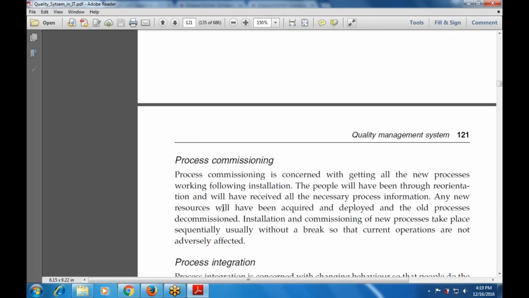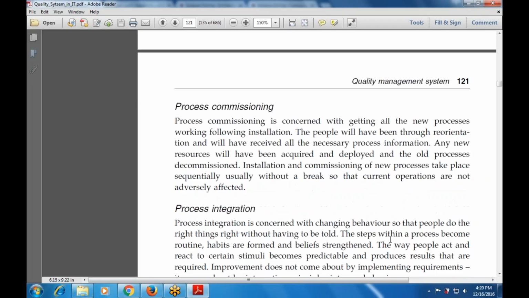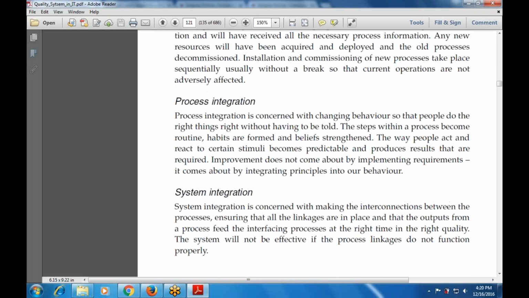Now, one is process commissioning, that is concerned with getting all the new processes working following installation. That means the new processes work with the installation, and the people have been trained thoroughly, have received all the necessary process information, and any new resources have been acquired and deployed, and the old processes are decommissioned. That means they are removed. The commissioning takes place sequentially, without a break, so that the current operations are not disrupted.